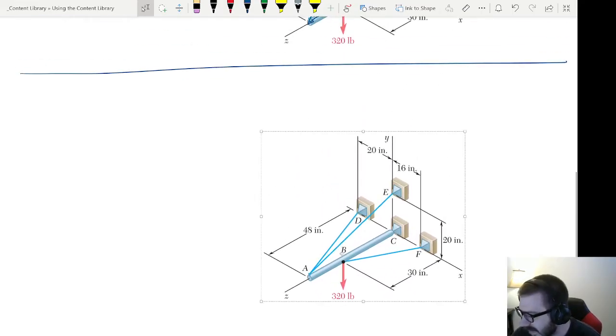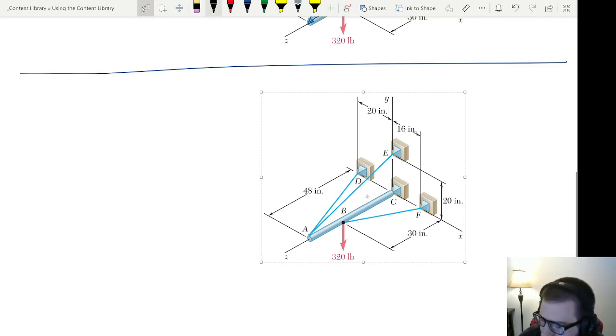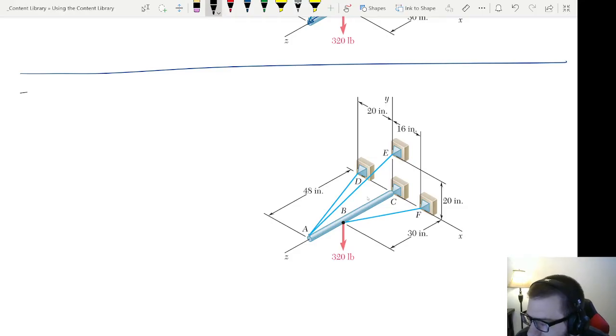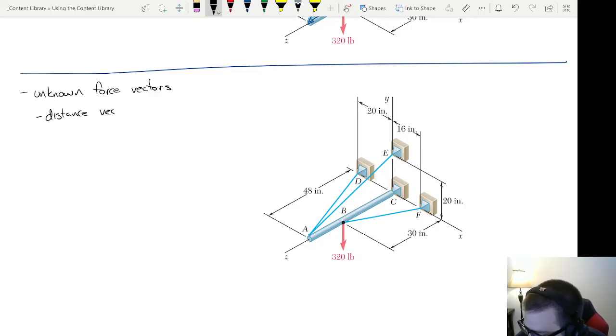Okay, so now we need to define distance vectors, and this is where a little bit of the work's going to come into play. So we'll call this section unknown force vectors. And so first we'll start off with distance vectors. These are going to be in inches. So we're going to need 3 of them corresponding to our 3 unknowns. So we're going to need an AD.